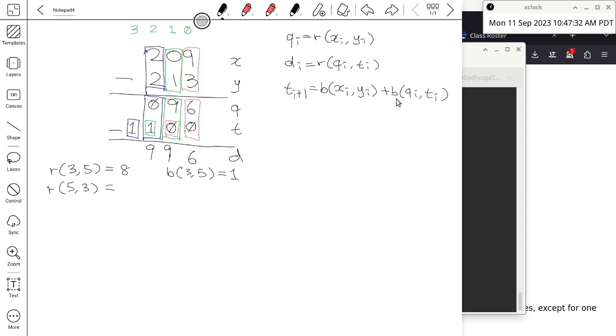If I were to subtract 3 from 5, what would be the single digit difference? That's an easy one. It's 2, because I don't even have to add a 10 first, because 3 is less than or equal to 5 to begin with. So we just have to do the usual subtraction, and that's it. What about the B of 5, 3? Zero. That would be a 0.